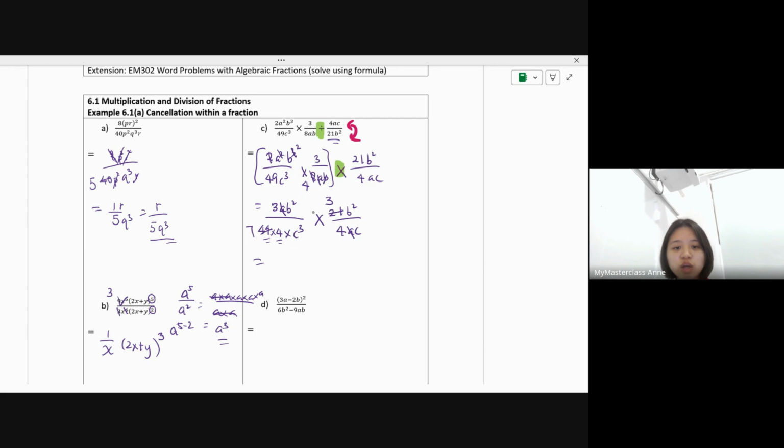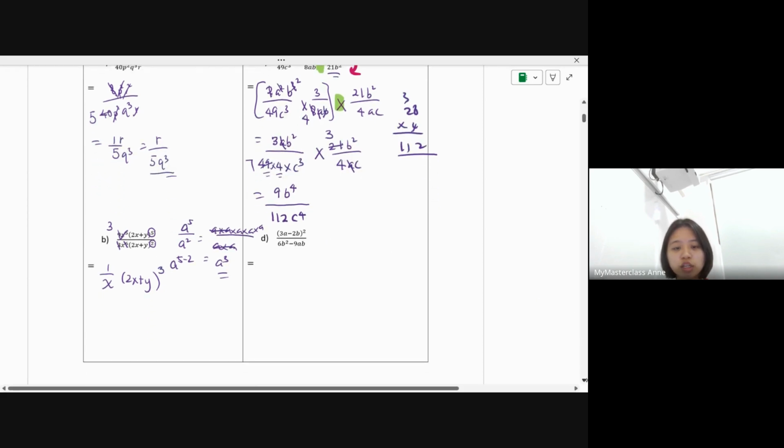So basically on top, I have 9b to the power of 4. And then below, I have 4 times 7, 28, times 4. Sorry, 28 times 4 is 112. So 112 at the bottom is a number. c³ times c is c to the power of 4. This is my answer. Now we go to the next one.